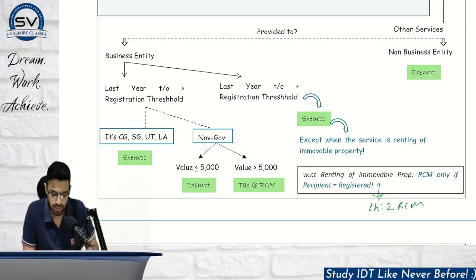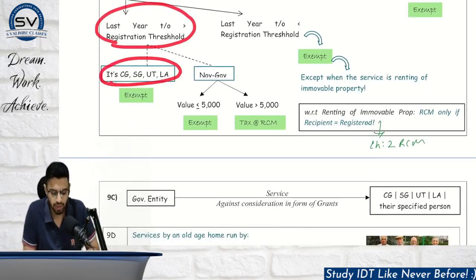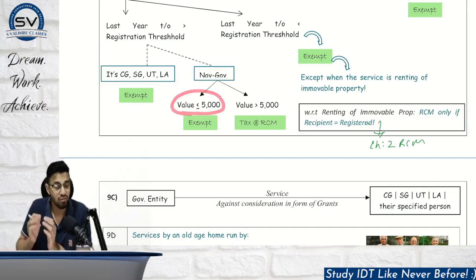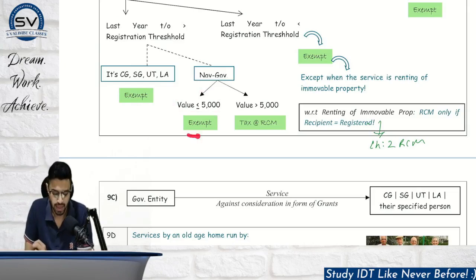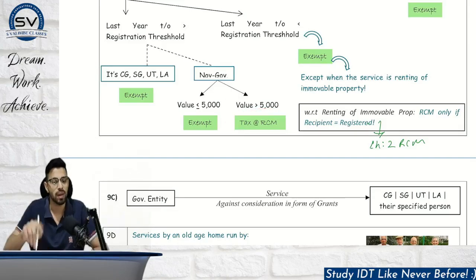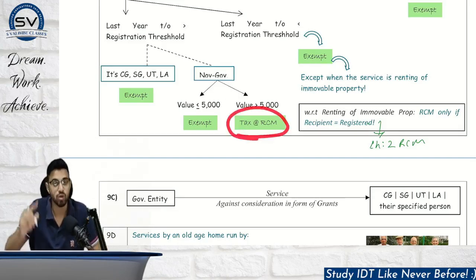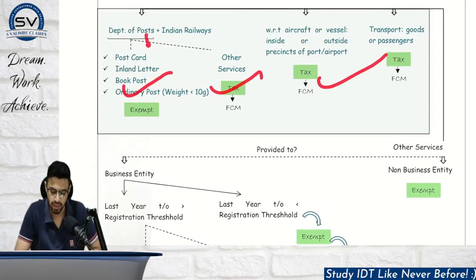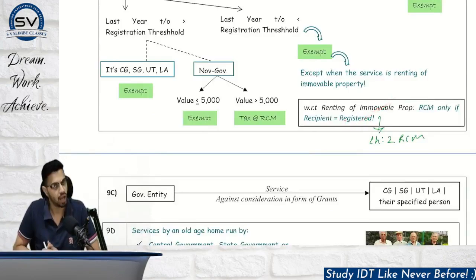Now, if it is a big business entity, then see, if it is a government. So if service is provided by a government to a government, that is central, state, UT or LA, then also GST is exempt. If it is non-government, another check you have to do to ensure that GST is not exempt. Value. If the value of service is up to 5,000 rupees, then there is no GST. If the value is more than 5,000, yes, GST will be there, plus tax will be paid on RCM basis. Why? Because we talked about this in chapter number 2. Services by government are covered under RCM basis except 1, 2, 3. These mean 1, 2, 3 and 4. I hope this is clear.